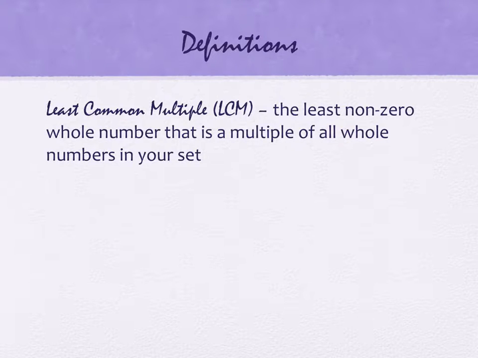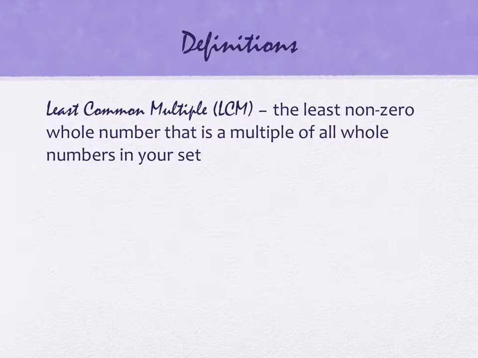All right, least common multiple. The least common multiple is the least non-zero whole number that is a multiple of all the whole numbers in your set. And that's kind of what some of your problems in the last section were having you do, wasn't it? You were writing out lists of multiples, and you were looking for where things coincided. Those are common multiples. And the least common multiple is the smallest one.